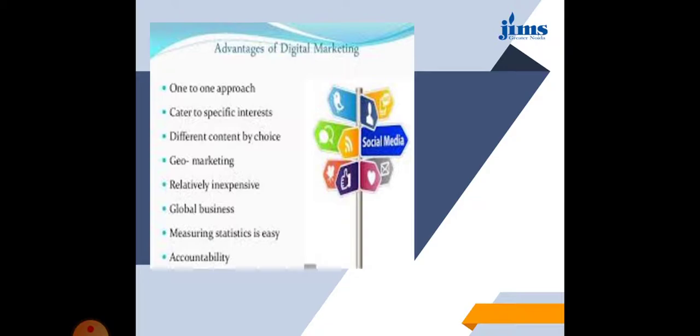Then different content by choice. What does this mean? As per the choices, demands and preferences of the customers, you can provide different content based on different expectations. You can provide different kinds of products and services to satisfy those different varieties of choices. Then based on the geographical locations of the customers, you can also do the geo marketing part.